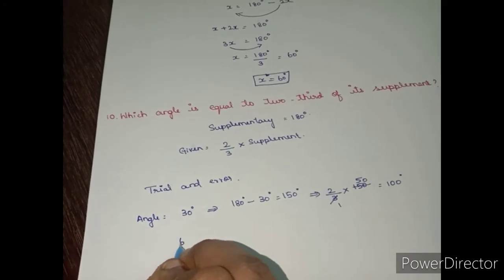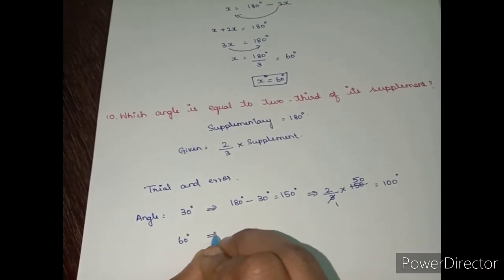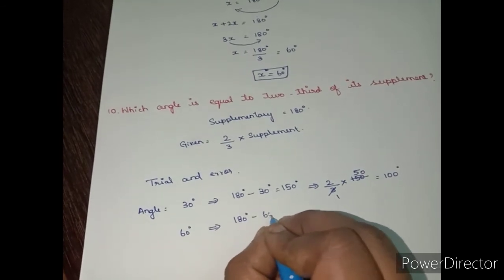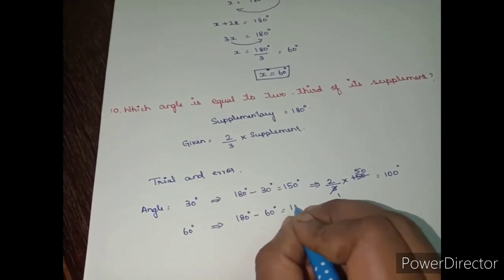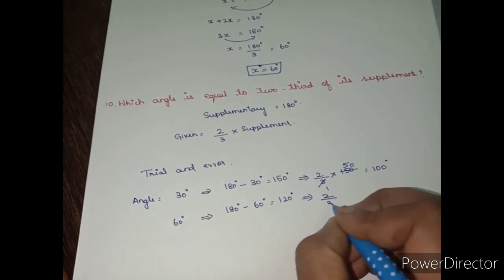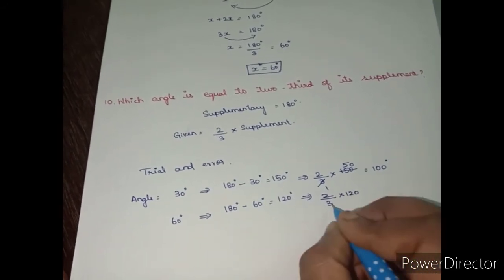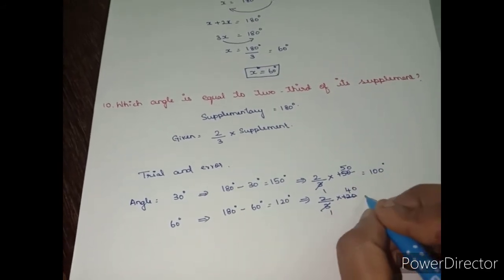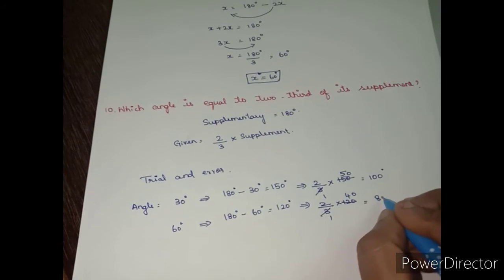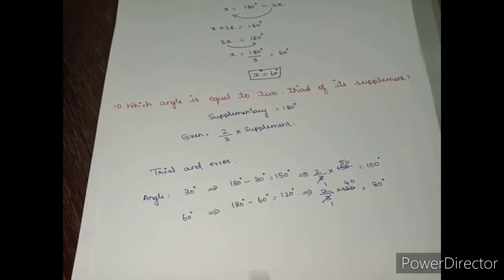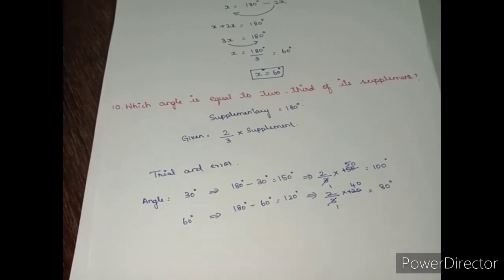So the next angle, let us take 60 degrees. So again 180 degrees minus 60, it is 120 degrees. Next 2 by 3 into 120. 3 table, 1 time. 4 3s are 12, 40. 2 4s are 80 degrees. So this is also wrong. What is the next one?